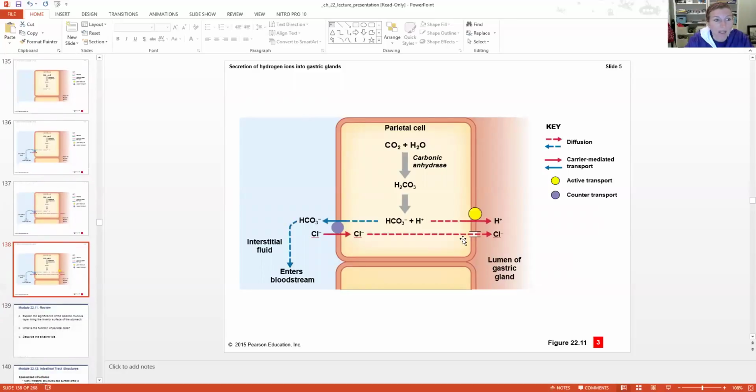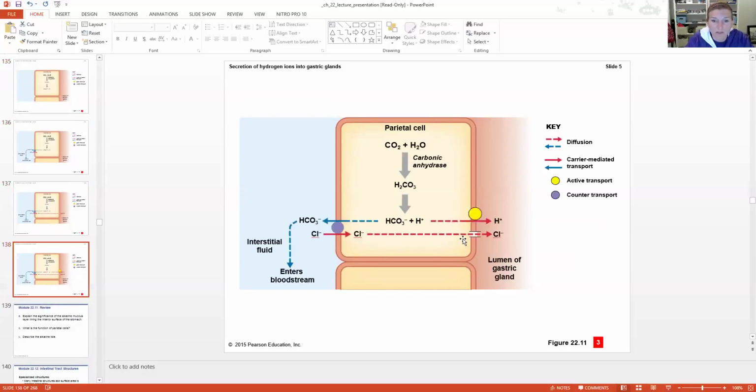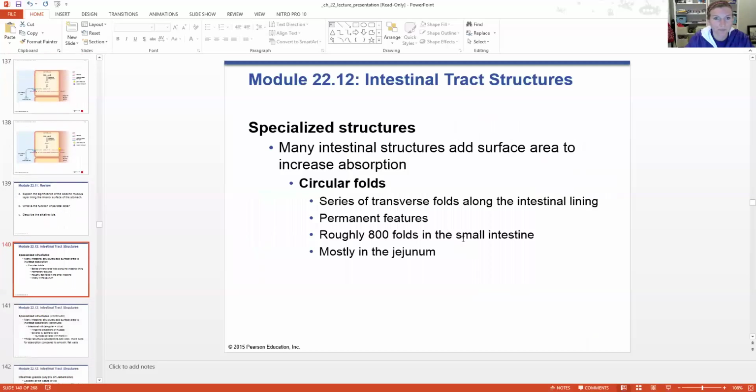Step by step. Again, you can print out each of these slides individually and narrate or summarize them individually. Or you can print them out and see if you can put them in order and explain them to someone else. You can pause the video here, go back and review this section. We're going to keep moving on and talking about some of the specialized structures within our intestinal tract.